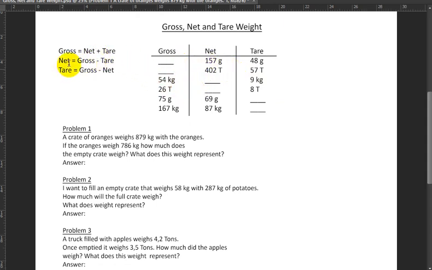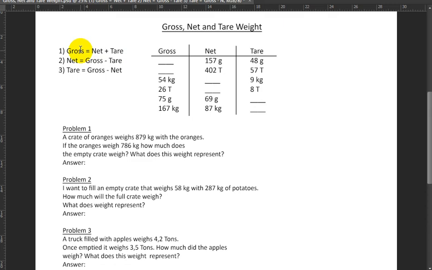Yesterday I gave you some formulas. I gave you three formulas that you needed to write down. The first one was for how to find the gross weight. Another one was for how to find the net weight, and another one was for how to find the tare weight. Now, with all of these problems, you are always going to be given two and then being asked for the third one.